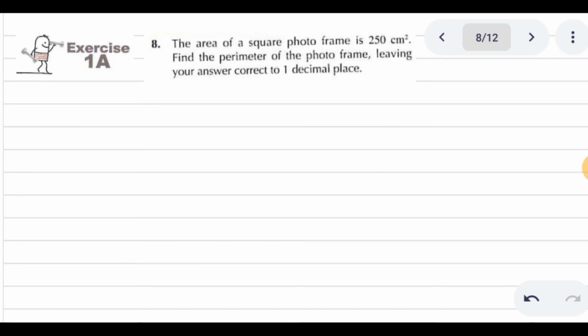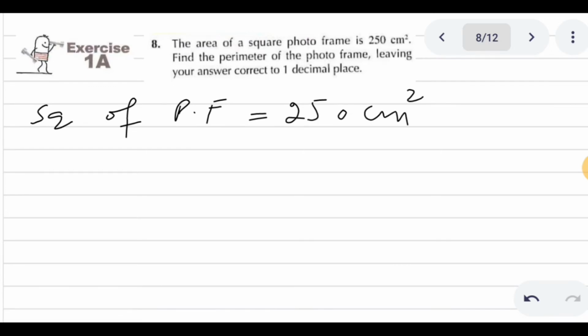Now we are going to solve question number 8 of exercise 1A from the book T1. The question is, the area of a square photo frame is 250 centimeter square. Find the perimeter of the photo frame, leaving your answer correct to one decimal place. So first of all, we will write the information they are giving. The information is that the area of the square photo frame is 250 centimeter square.